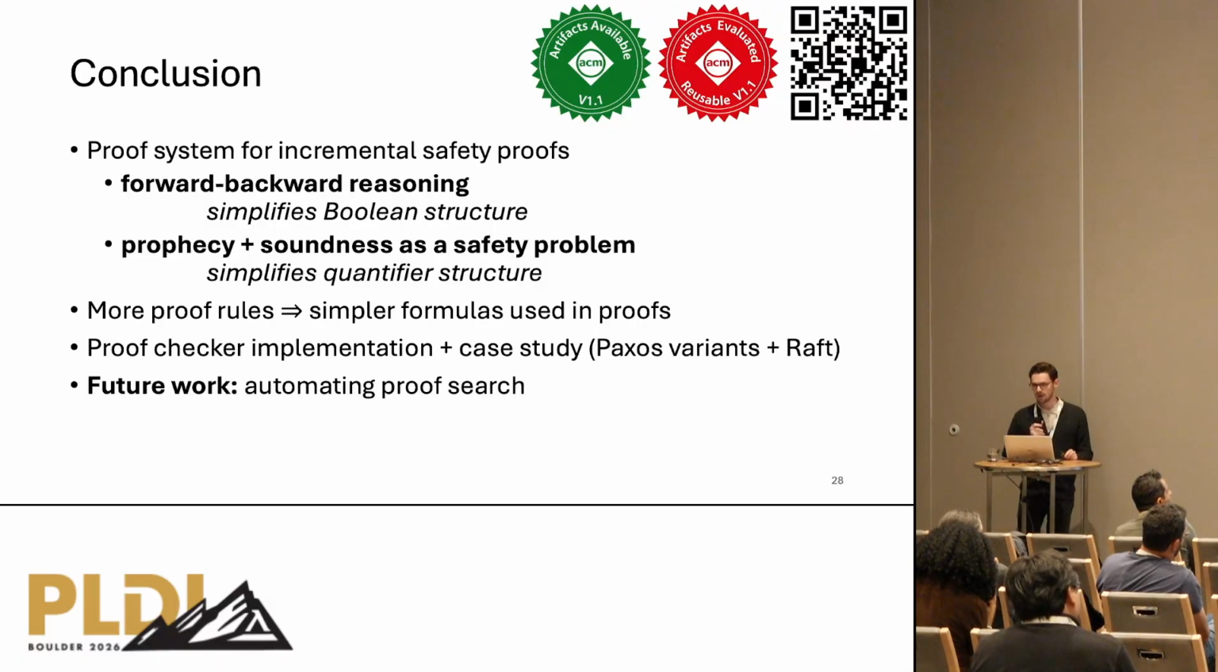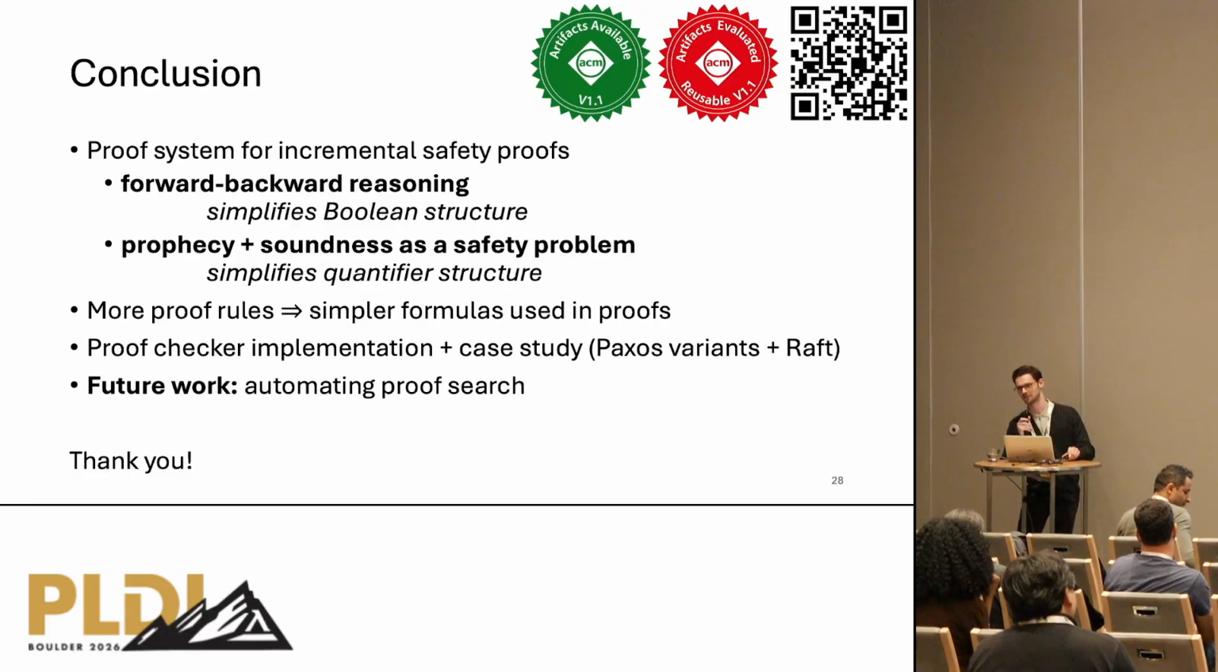And we think that one of the most interesting directions for future research is to try to automate proof search in the system. And hopefully, because we need simpler formulas, this will mean that automation will find proofs faster or more easily. So thank you, and I'm happy to take any questions that you might have.